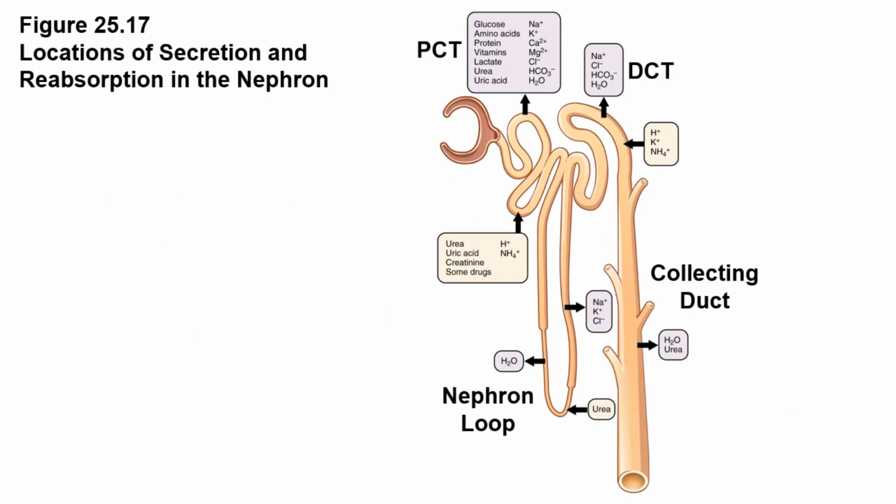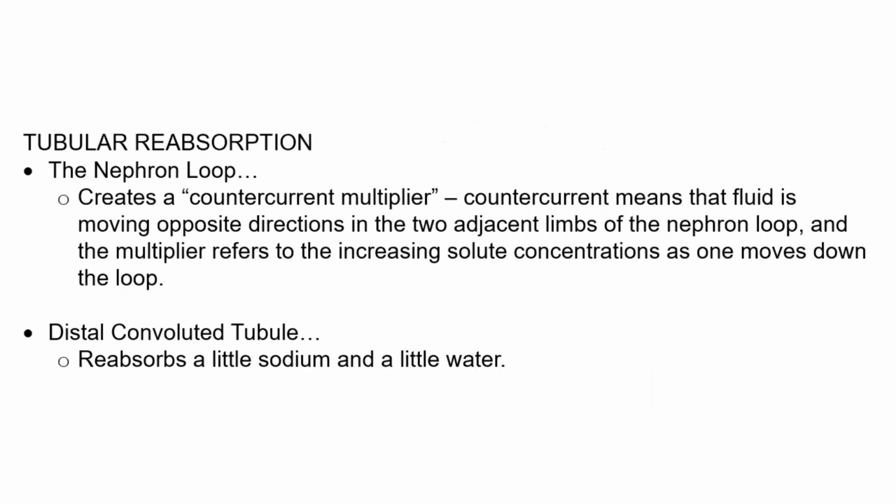The descending limb of the nephron loop is connected to the proximal convoluted tubule and is only permeable to water, while the ascending limb transports filtrate up to the distal convoluted tubule and is permeable to sodium in addition to a few other electrolytes, but it is not permeable to water. The nephron loop creates what is called a countercurrent multiplier system.